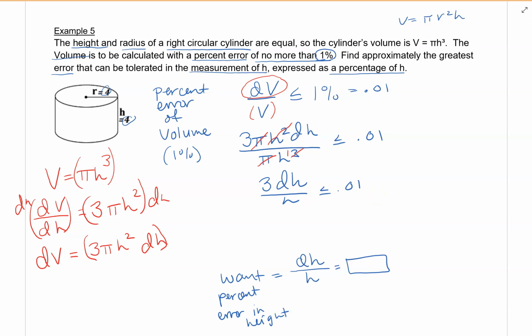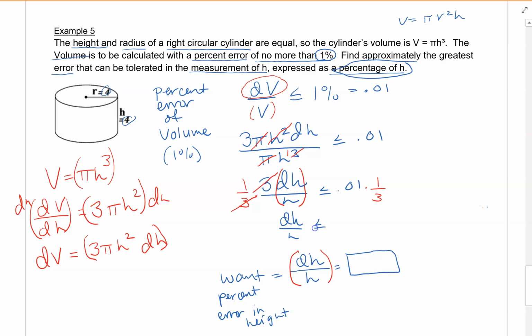Remember, we want to end up with a dH over h fraction, which we almost have. We just have to divide both sides by 3 so I can get rid of the 3. Then dH over h is less than or equal to 0.01 divided by 3, which is 0.00333 repeating. That's my dH over h, my percent error in height.